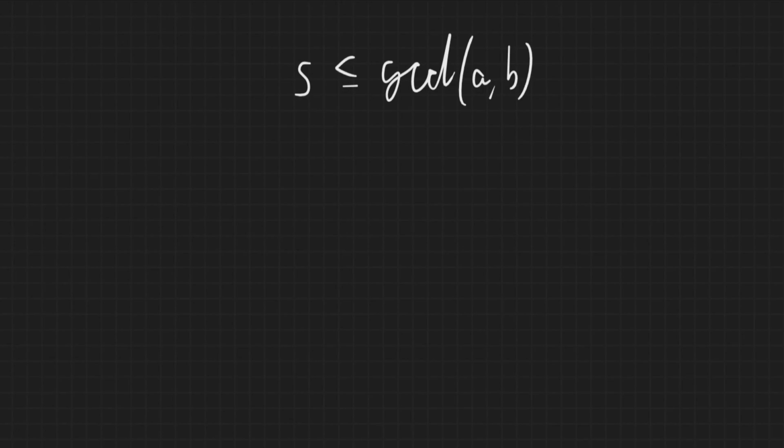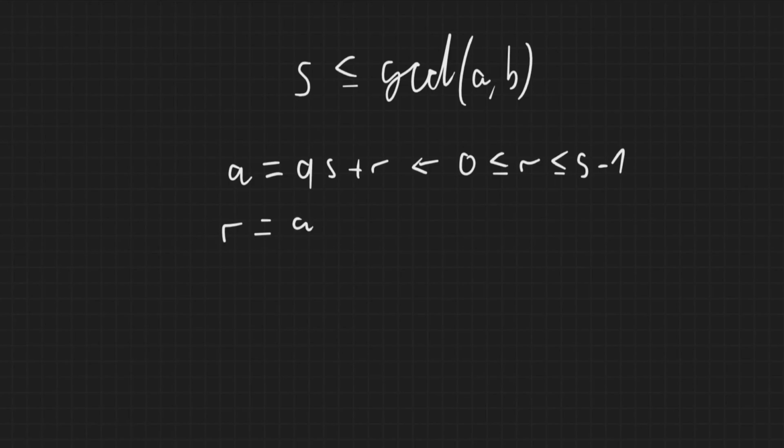What we can always do, we can always divide a by s, but this might give us some remainder. So we can write a as some quotient q times s plus some remainder r. And this remainder has to be between 0 and s minus 1. And we want to show that it actually has to be 0, because then a is a multiple of s. Now we solve this equation for r. So r is a minus q times s, and s is a linear combination, right? So we can write r as a minus q times some linear combination of a and b.